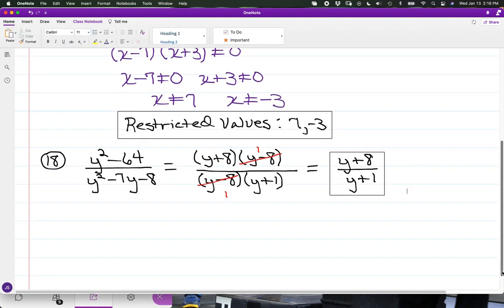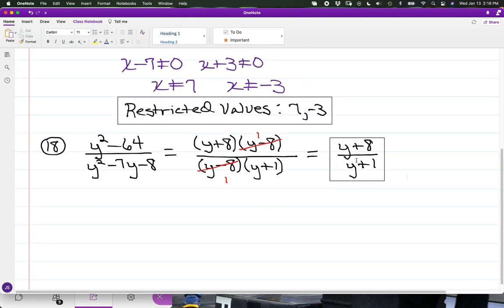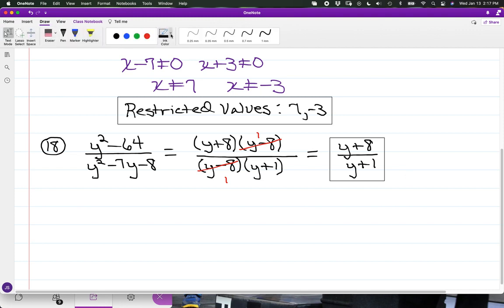So here we had the reduced form. Now this is a reduced form, but it doesn't represent all of what we have in the original setup. We just canceled out y minus 8. In terms of what the variable y cannot be equal to, again, we cannot have y such that the denominator is 0. So y squared minus 7y minus 8 cannot be equal to 0, and again, we had the same two factors, y minus 8 and y plus 1.